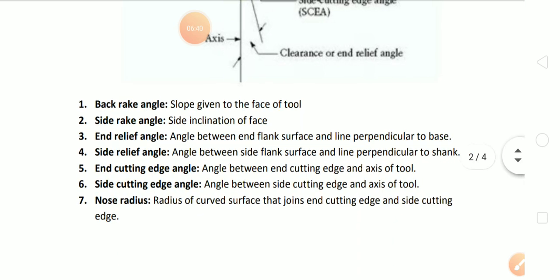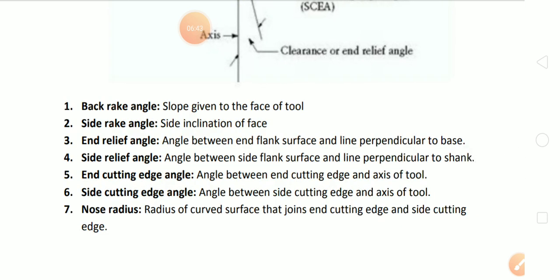I'll just go through the 7 different elements of angles. First one, back rake angle: it is a slope given to the face of the tool. Second one, side rake angle: side inclination of the face. End relief angle: between the end flank surface and a line perpendicular to the base. Side relief angle: between the side flank surface and a line perpendicular to the shank. End cutting edge angle: between the end cutting edge and the axis of the tool. Side cutting edge angle: between the side cutting edge and the axis of the tool.